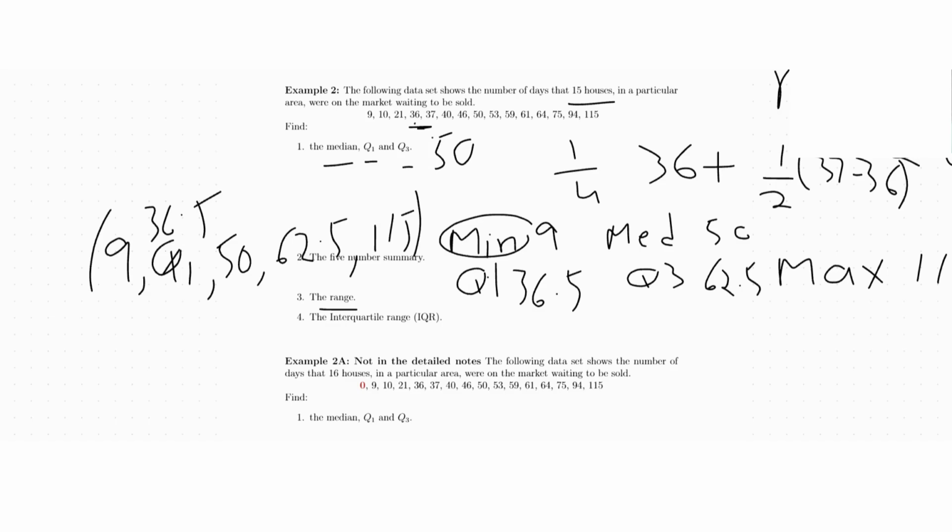So we know the maximum is 115, minima is 9. So the difference between them, is this going to be 106? Right? So that is going to be the range of the data.